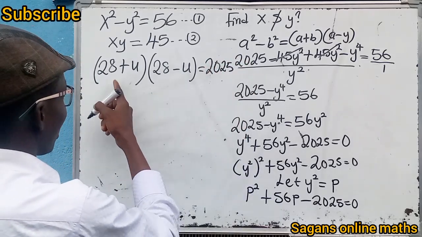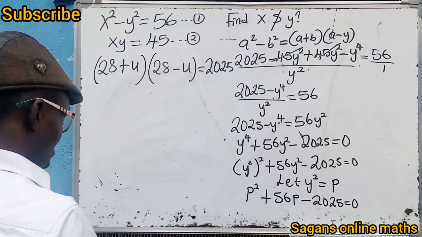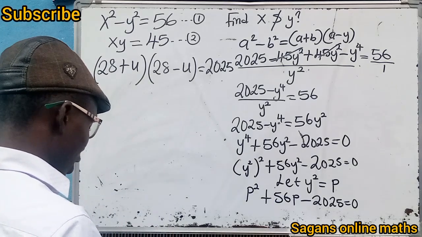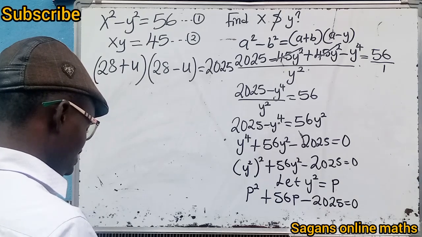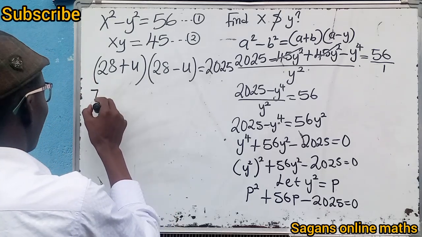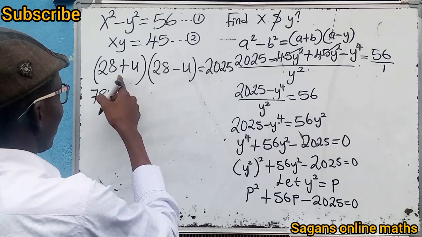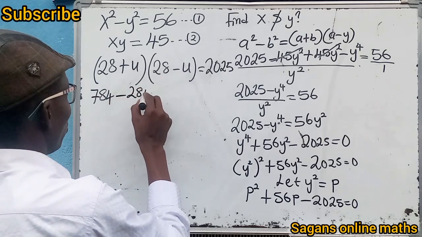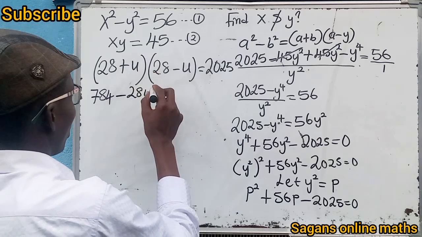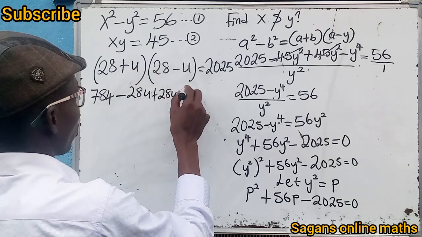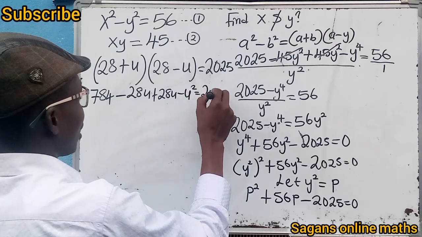Now this time gives us 56, right? 28 times 28 gives us 784. Then this time gives us minus 28u. And this time gives us plus 28u. Then this time gives us minus u square equals 2025.